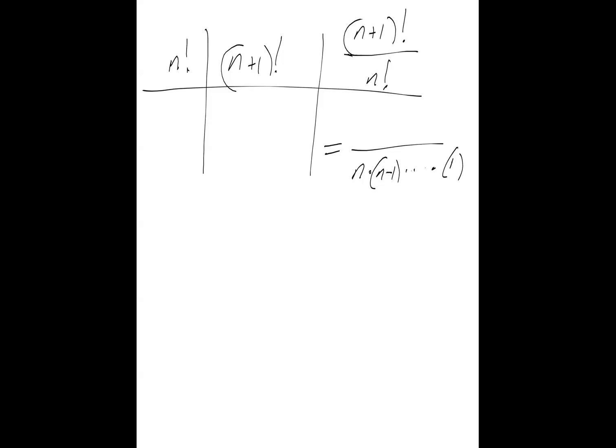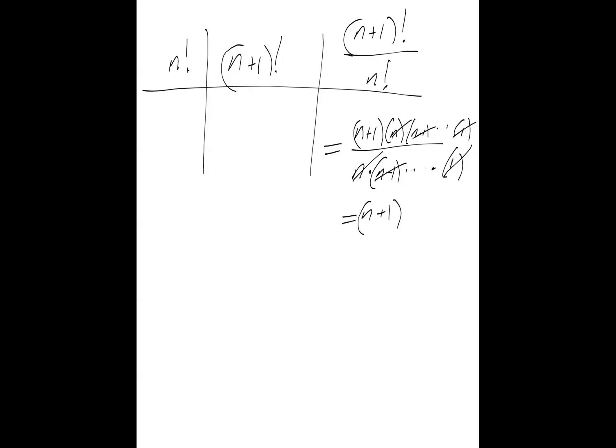So it'd be 1 more than n, and then it'd be times n, and then times n minus 1, and it'd go all the way down until you got times 1. So n plus 1 factorial represents n plus 1 times n times n minus 1 all the way down to 1. And n factorial represents n times n minus 1 all the way down to 1. Can anybody see any common factors? Everything down to 1, and also n as well. So the only thing that'd be left is n plus 1.